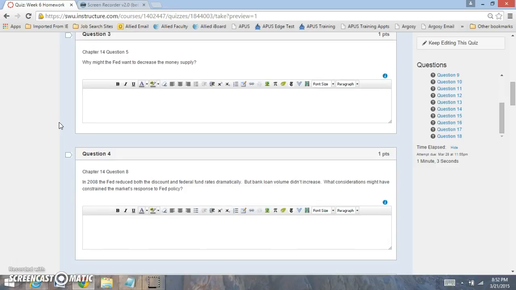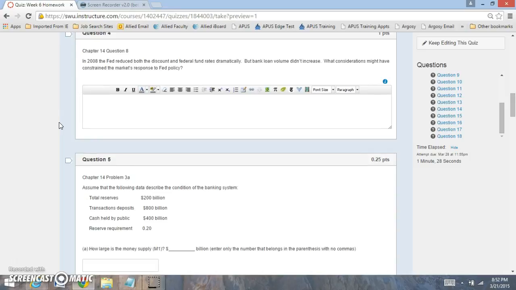Why might the Fed want to decrease the money supply? If the money supply decreases, you'll notice that this will cause higher interest rates. And two reasons why the Fed might do this: higher interest rates cause consumers and businesses to spend less money. There could be inflation in the economy, or there could be an inflationary gap.